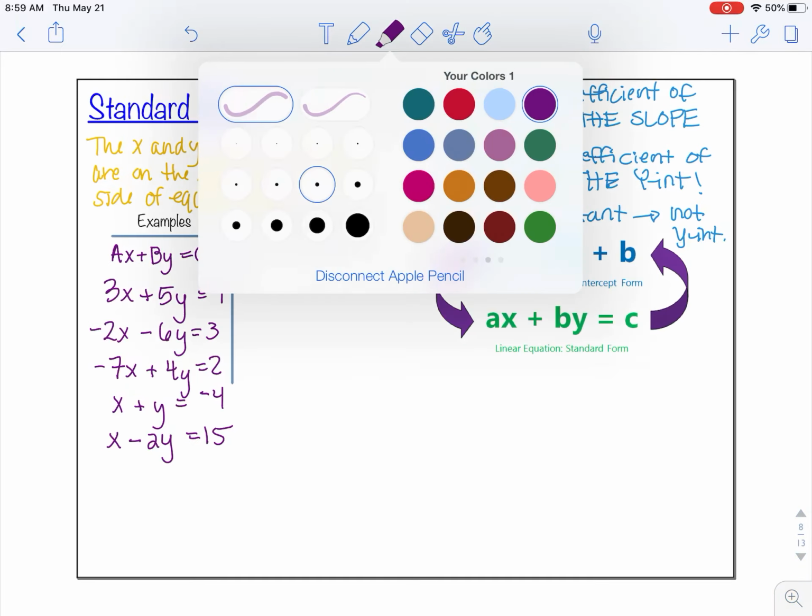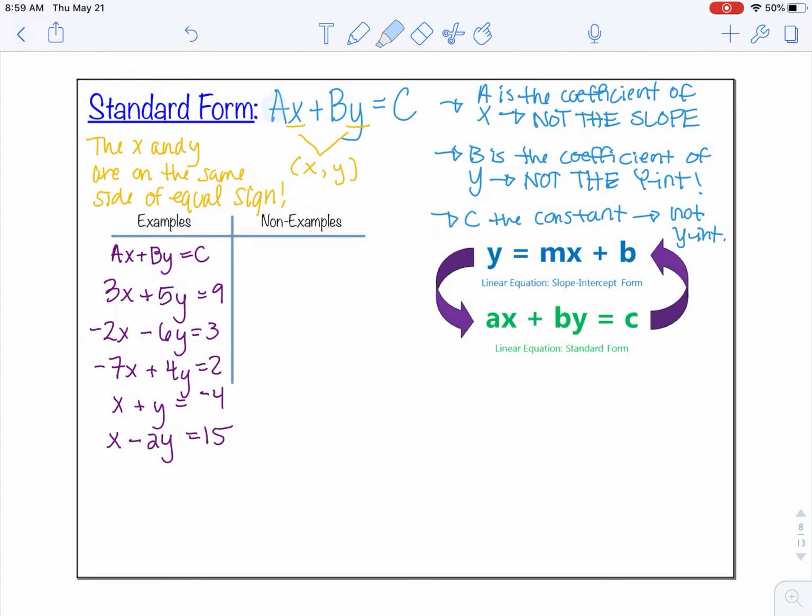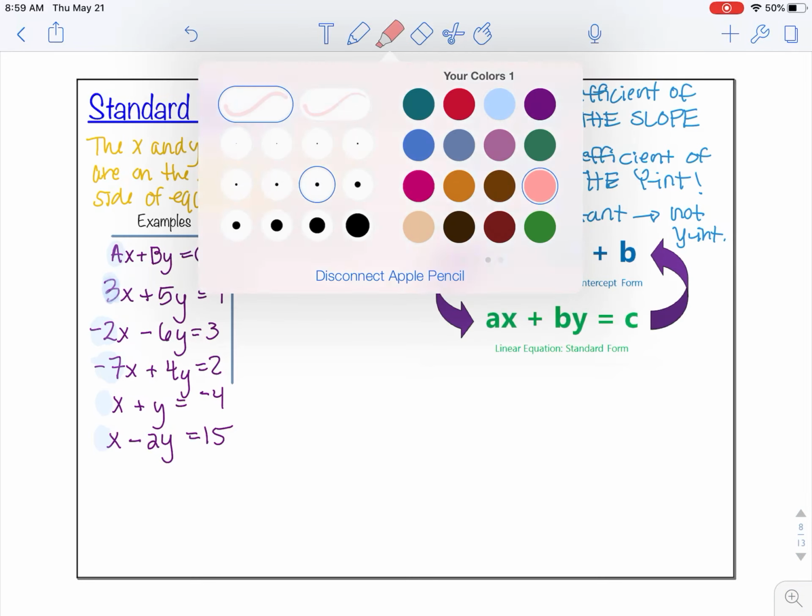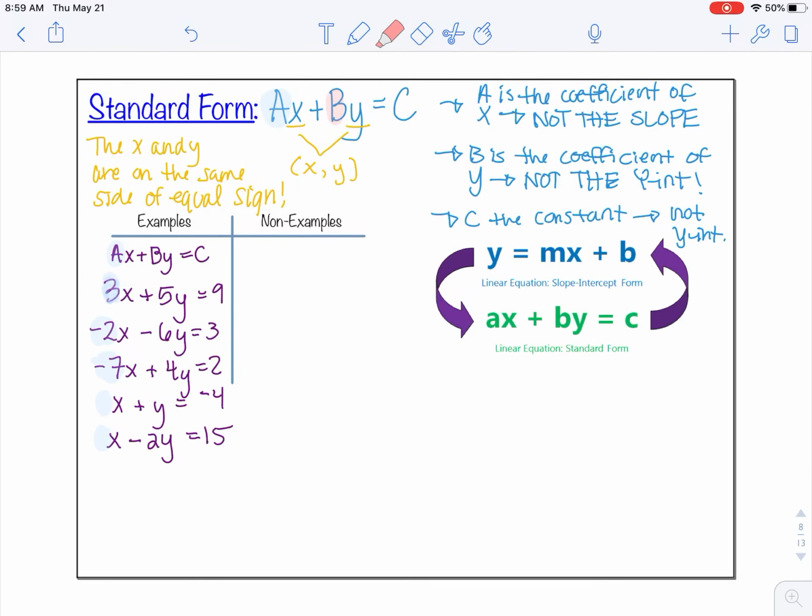Now, I'm going to highlight, this is a. We can find our a by looking at 3 is our a. Negative 2 is our a. Negative 7 is our a. Here is an invisible 1. Here is an invisible 1. Then we have b.